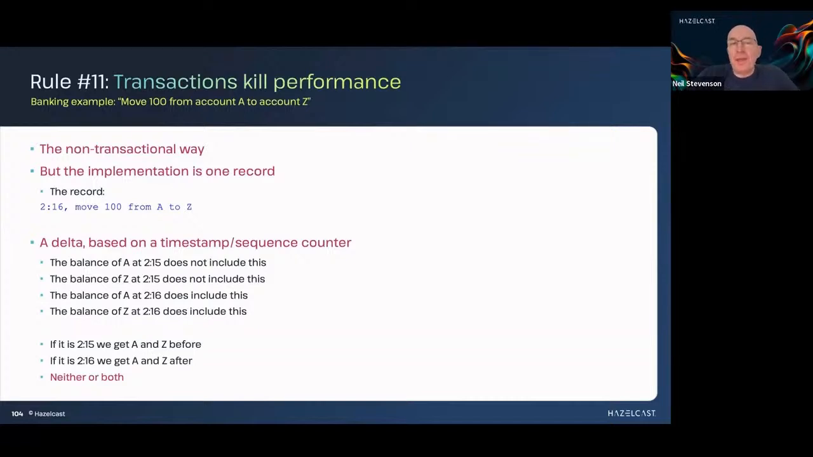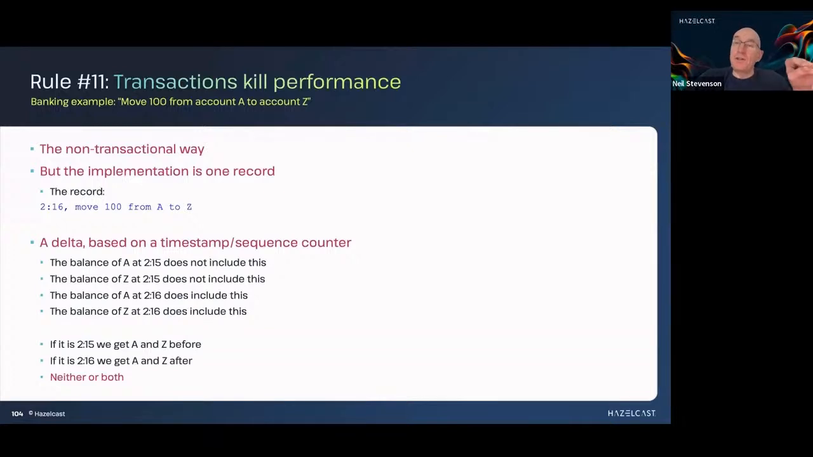So if we ask what is the balance of A at 215, then it doesn't include that record. If we ask what is the balance of Z at 215, it doesn't include that record. So that's two independent requests that get the correct and consistent result. If we ask what is the balance of A at 217, then we know that 100 has been removed from A, and we can tell you that the answer is 0. And if we ask the balance of Z at 217, we know that 100 has been added at 216.